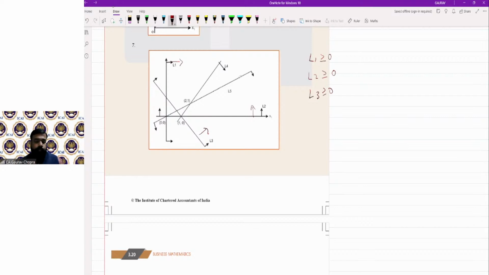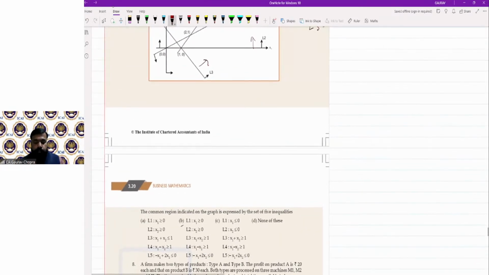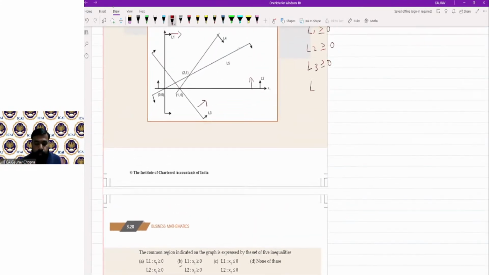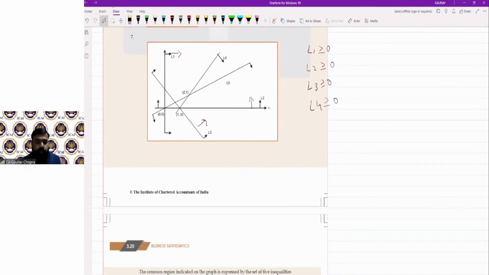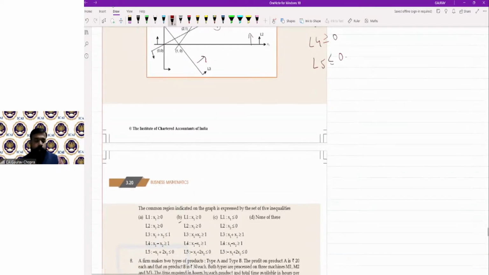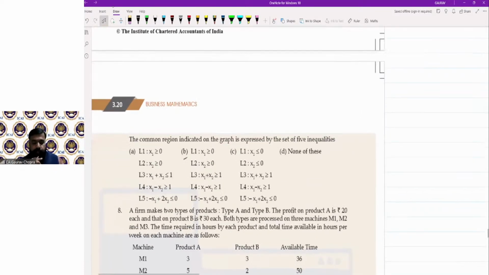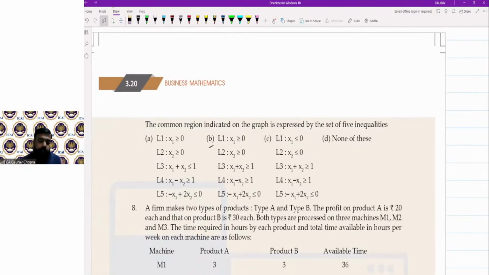Fourth one, away from origin. And fifth one. Yes, this is the fifth one, here towards the origin. So which one is satisfying? Option number B. B is able to satisfy all.